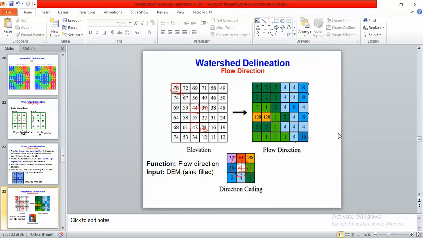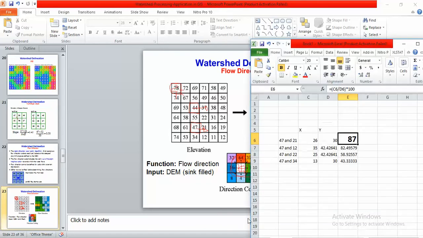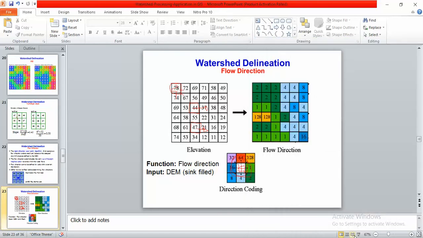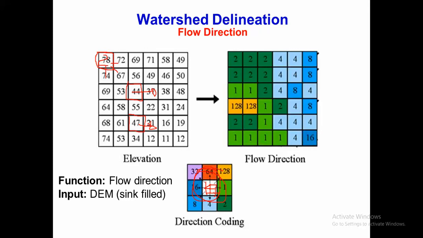The only thing that you can do is take every cell, and from each cell consider the lowest elevations first. For this cell, what are the lowest elevations among the surrounding cells? This one is the lowest, and this one, and this one, and this one. So we have to compute the slope from this one to this one, and from this one to this one.